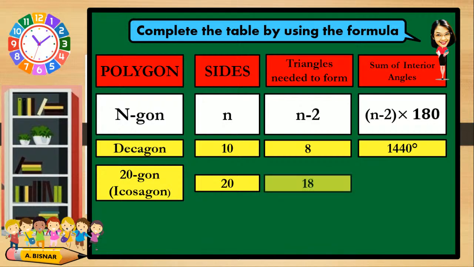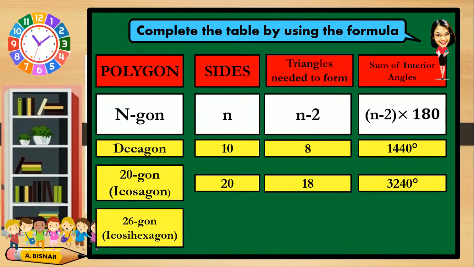So, the answer is 18. And then, you'll multiply it to 180. The answer is 3,240. Okay, next. How about a 26 gon? So, you will type 3 answers. You will type the number of sides, the triangles needed, and the sum of the interior angles. Again, you will type 3 answers.